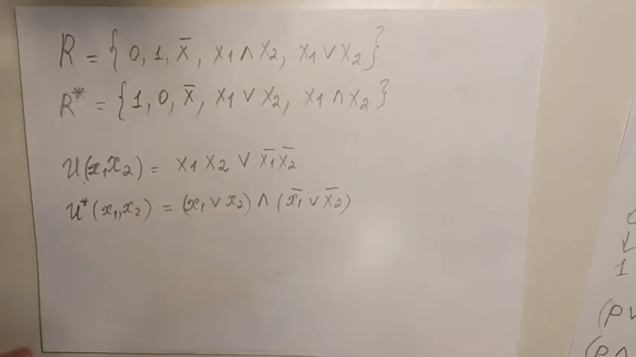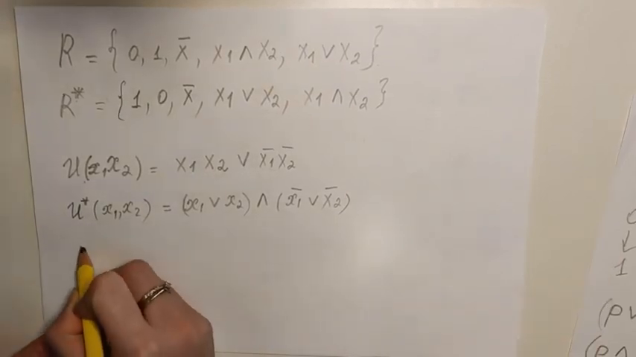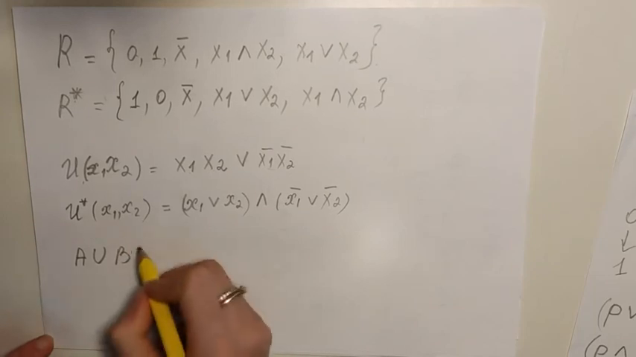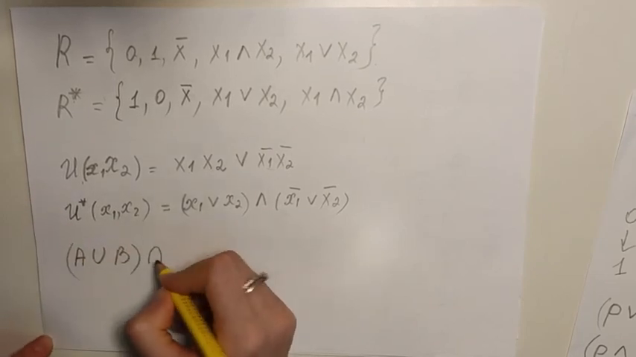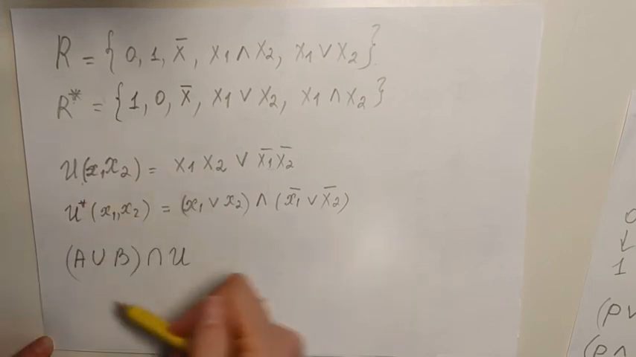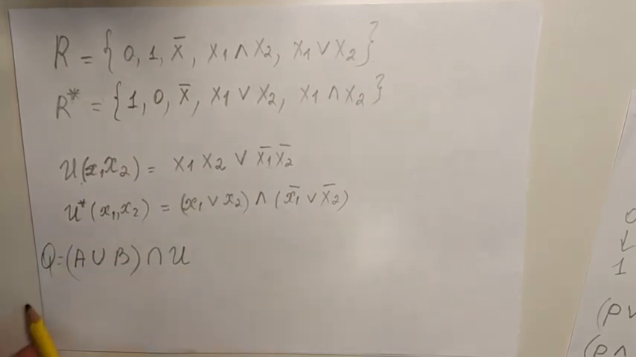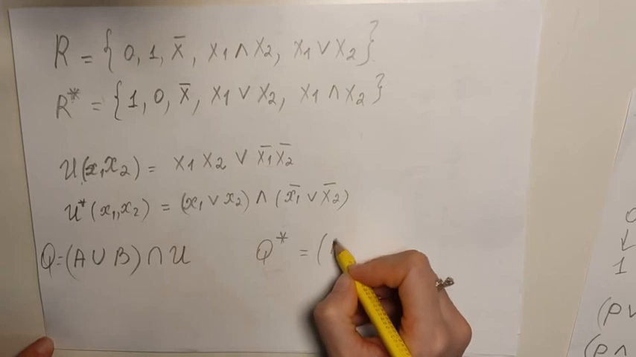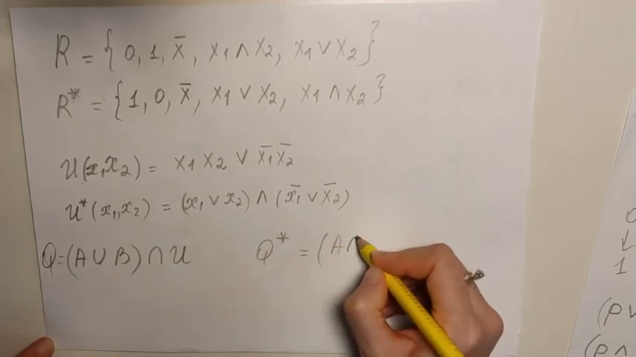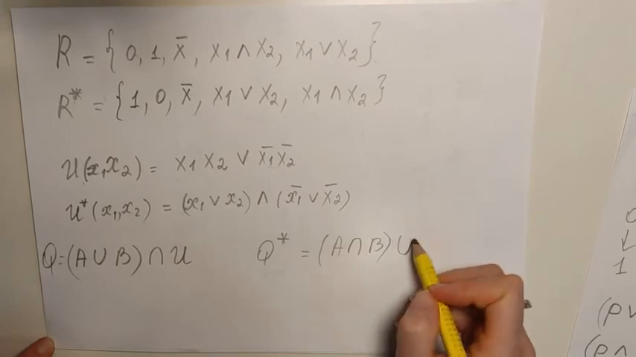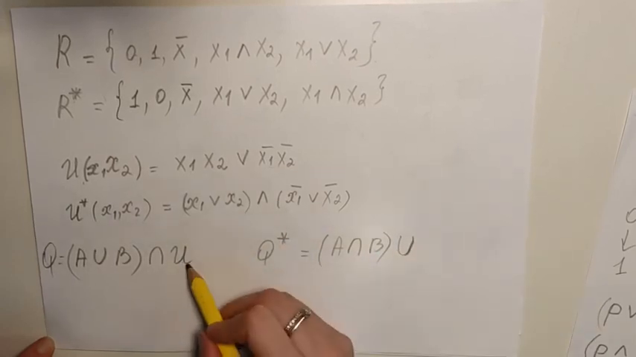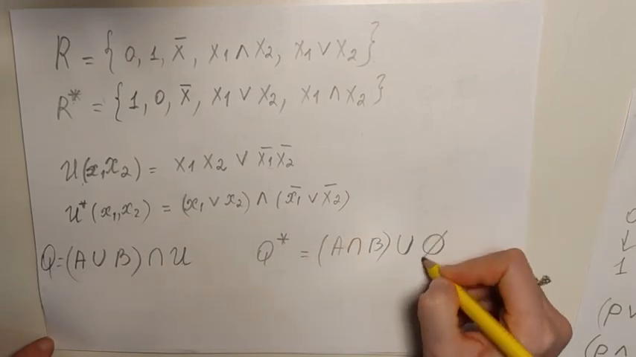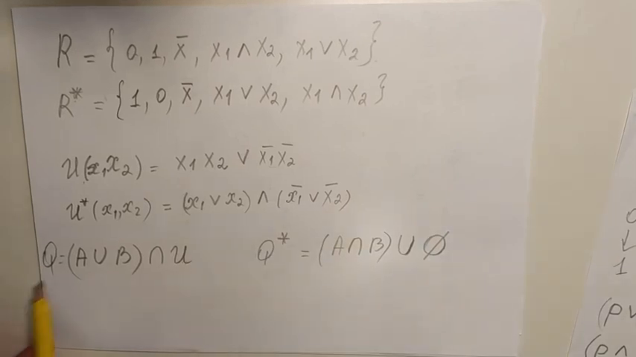And what about the sets? A union B intersection U, let it be Q. The duality of Q is equal to Q star, A intersection B union. We interchange, U is the universal set, by the way. We interchange U into the null set. So Q star is the duality of Q.